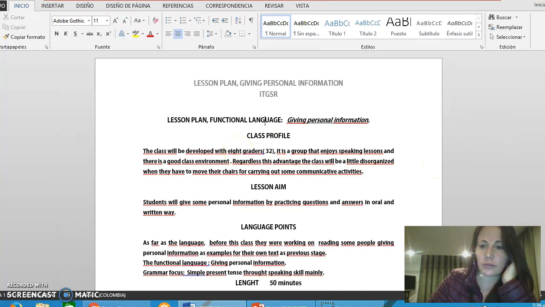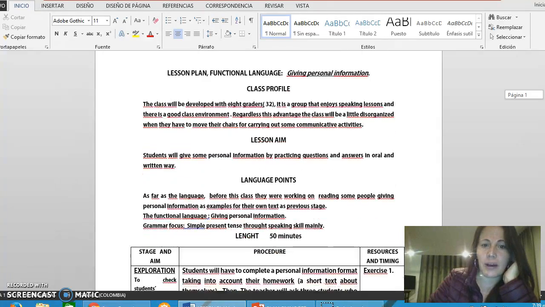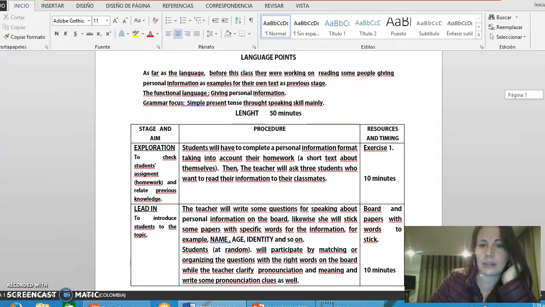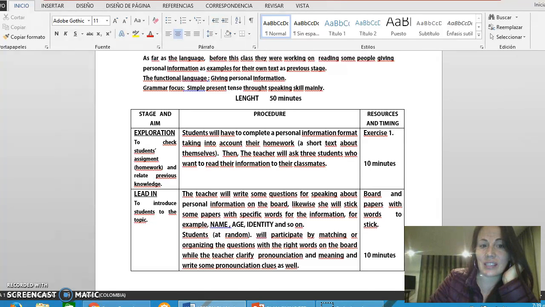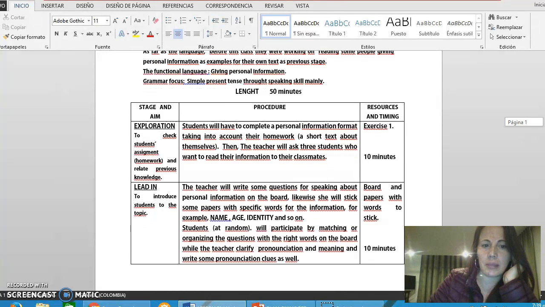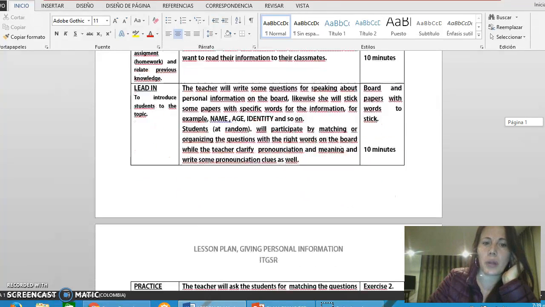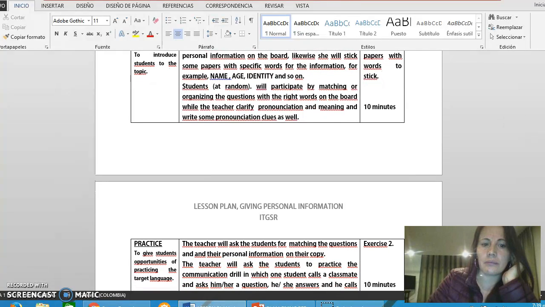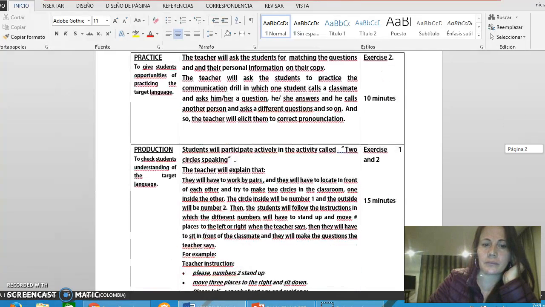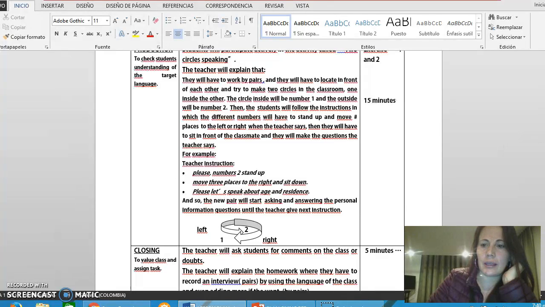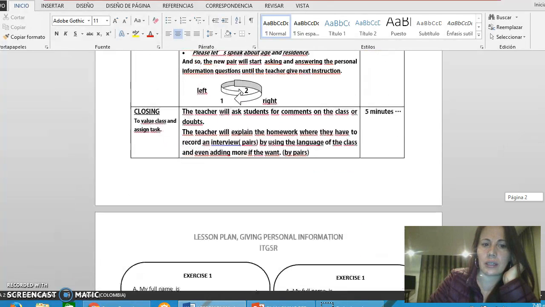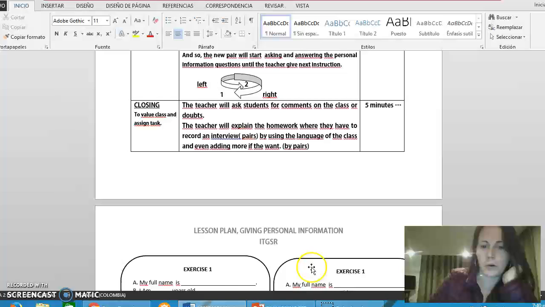The first ones are class profile, lesson name, language points, length. I have 5 stages, and aims, procedures, and resources and timing. So the stages are exploration, leading, practice, production, and finally the closing activity. So my plan.